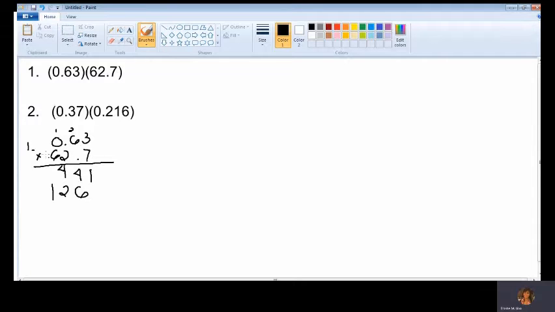6, this one, 6 times 3, that is 18. Carry 1, 6 times 6, 36, plus 1, that is 37. And then 6 times 0, that is 0, plus 3, that is 3. Okay, and then basically, we're just going to add all of this. So, and then we're just, this one is 1.